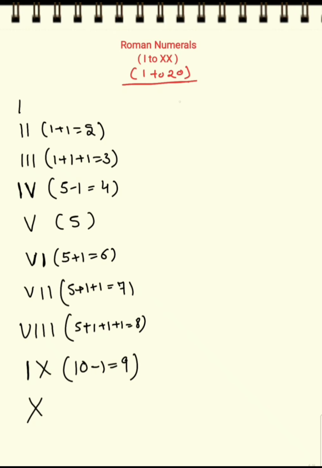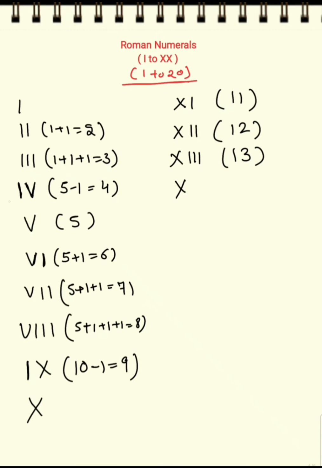For writing 11, I will write X and 1. This is equal to 11. And for 12, I will write X and the symbol for 2 is 2 I's. So this is equal to 12. And for 13, I will write 1, 2, 3. This is 13. And for 14, we know this is X and the symbol for 4 is this. This is 14. And for 15, X and 5. And for 16, X and this is 15 and this is 16.